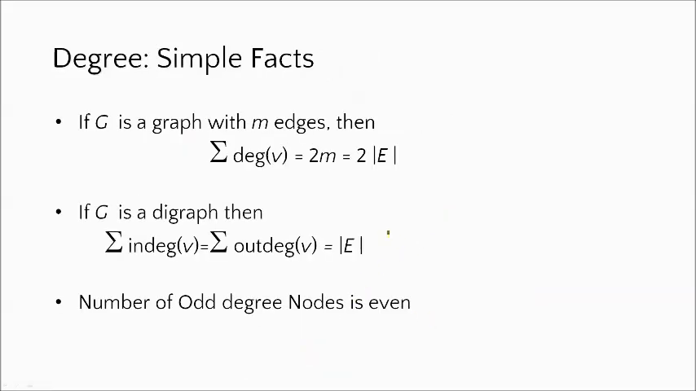So, simple facts about the degree. If G is a graph with M edges, this is the formula; you can write it like this. If G is a digraph, then the summation of in degree of each vertex is equal to the summation of out degree of each vertex, which is equal to E, the number of edges. The number of odd degree nodes is even.